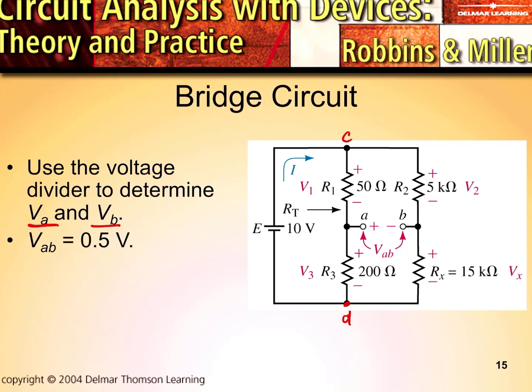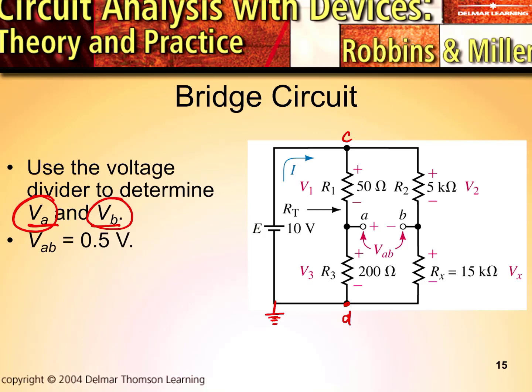So I don't like the textbooks using VA and VB without including ground in the circuit. VA and VB have no meaning without including ground in the circuit. So notice how here I've added ground to actually give this meaning, right? So now VA and VB have meaning. So let's go about doing this.